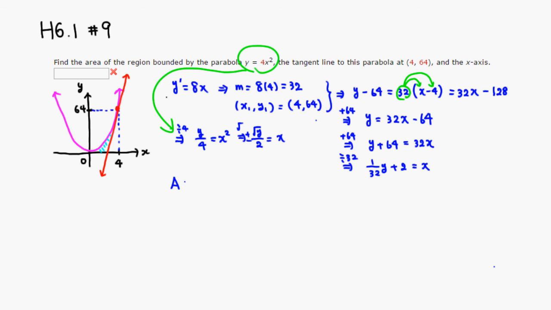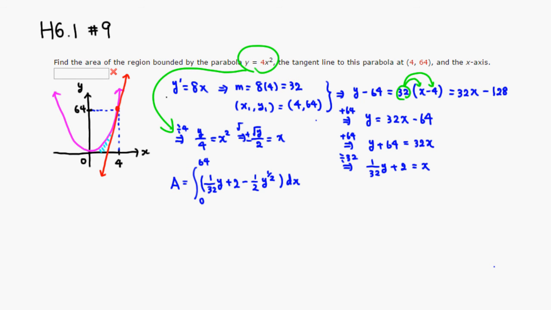So the area is going to be, and you have to kind of tilt your head to the right, the top one is the line, so we're going to use that: 1 over 32 y plus 2, minus the bottom one, which is the curve, the square root of y. I'm going to write it as a 1/2 power. And you're going from 0 to 64.